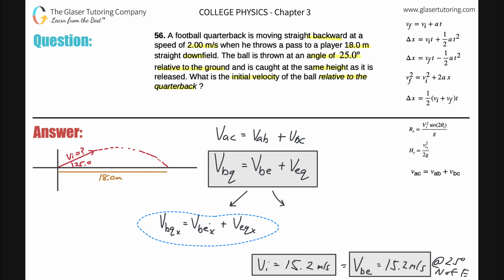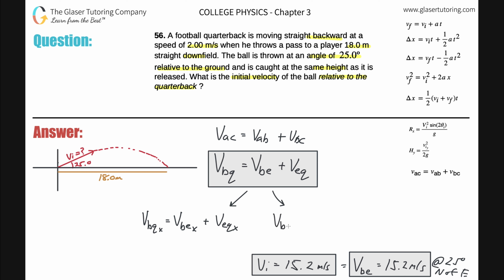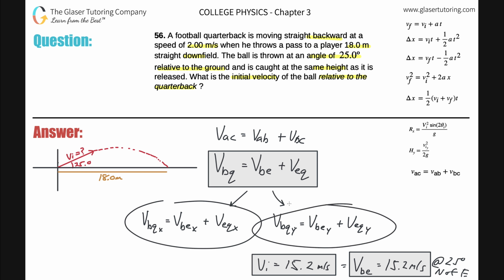Then I must also do the same thing for the y components. In other words, the velocity of the ball relative to the quarterback in the y direction, that looks like a 4, in the y direction will equal the velocity of the ball relative to the earth in the y direction, plus the velocity of the earth relative to the quarterback in the y direction. So I have to look at this now in two pieces.